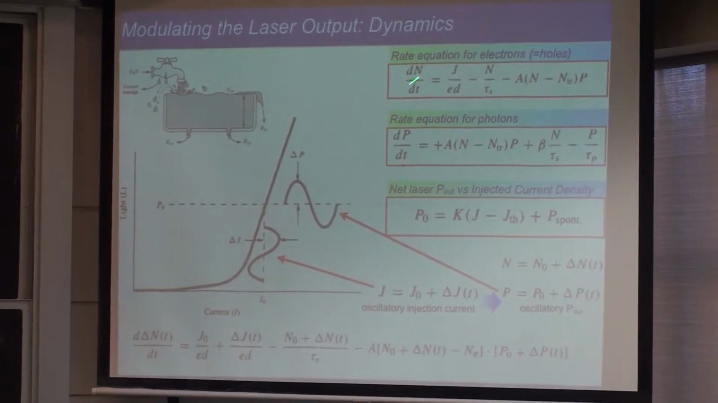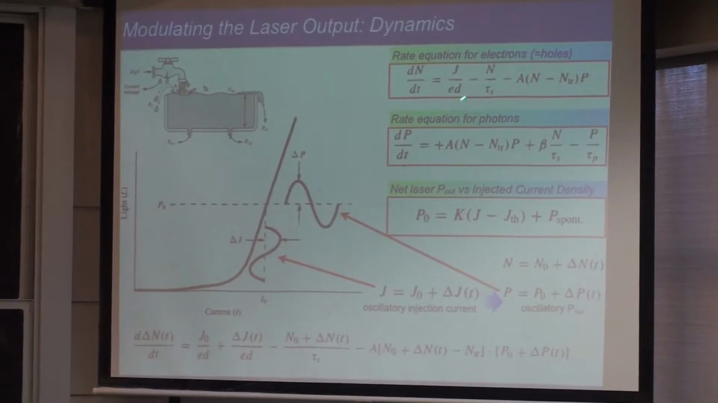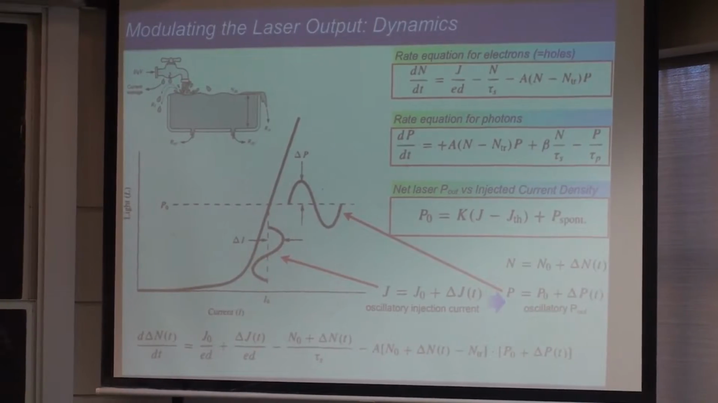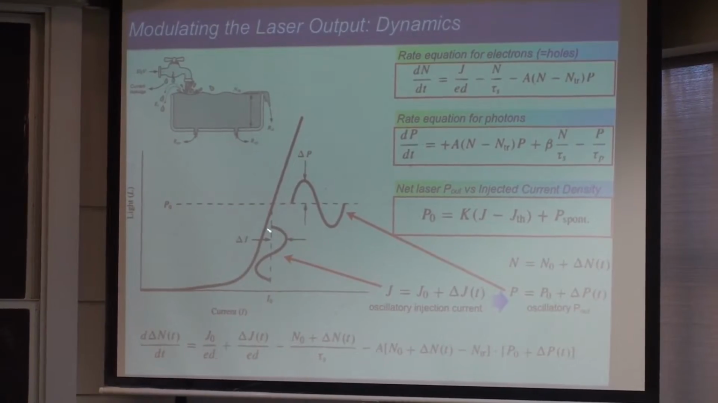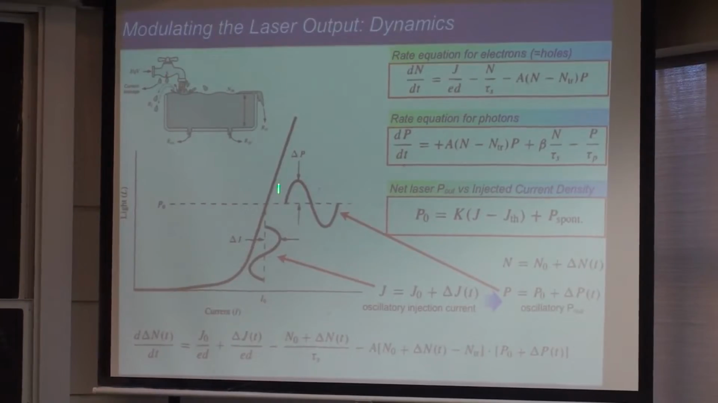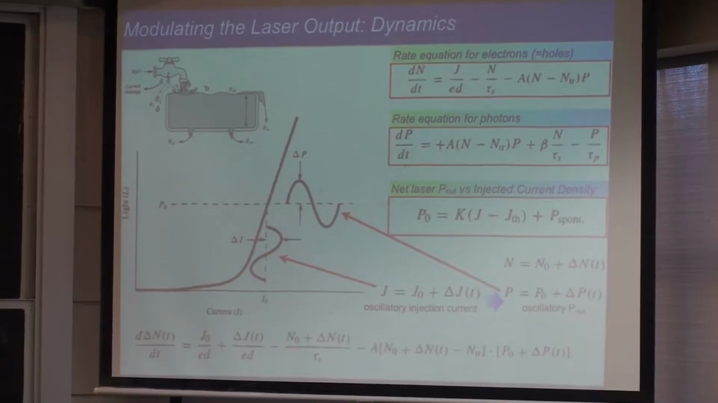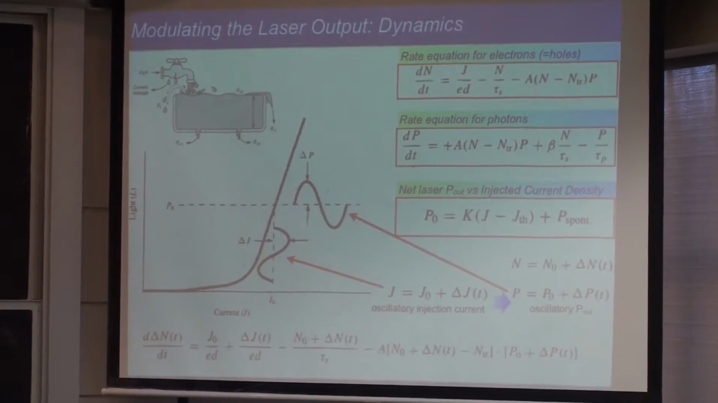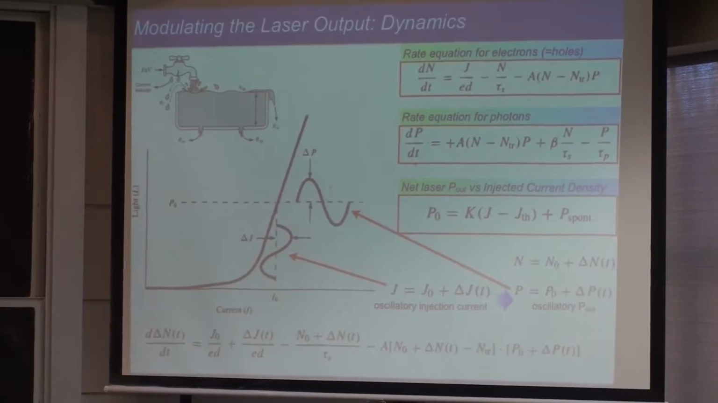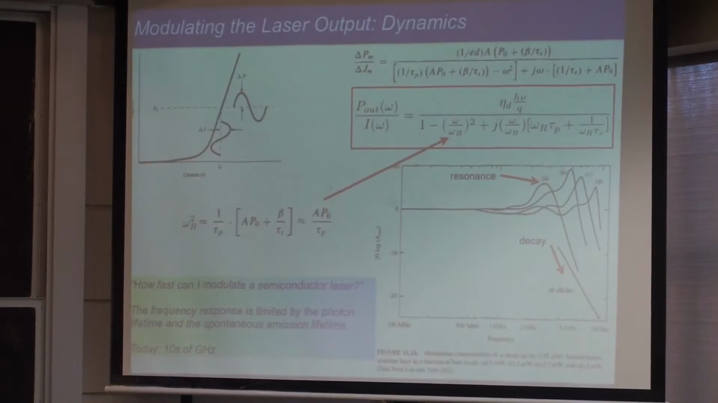Now, because you have the rate equations, you can also say that instead of a DC current, I inject an AC current with a certain frequency, then will the output power follow at that frequency? And that's the dynamics of a laser. So if I inject an AC or an oscillating current, what happens to the output power? Do the photon numbers or the output power in light also oscillate with time? And it does, except that there is a certain frequency limit to how fast you can do that.